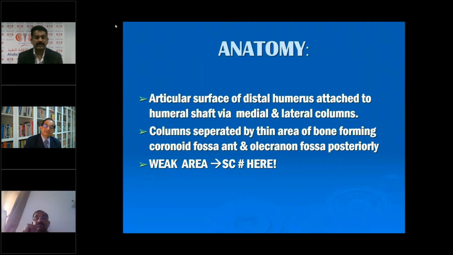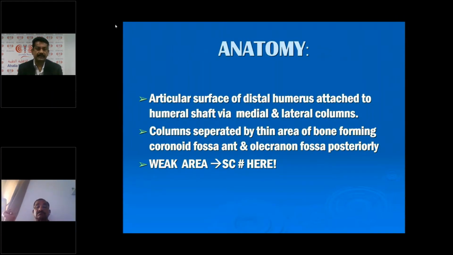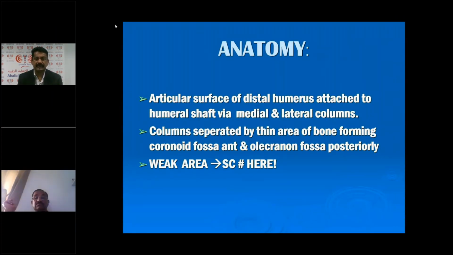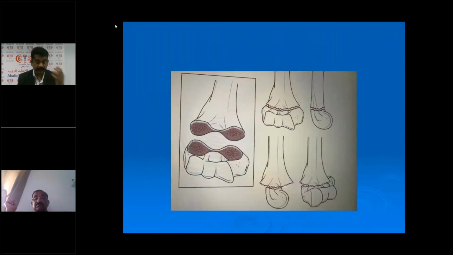Now, when we come to the anatomy of the supracondylar region, the articular surface of the distal humerus is attached to the humeral shaft via the medial and lateral columns. These columns are separated by a thin area of bone formed by the coronoid fossa anteriorly and the olecranon fossa posteriorly. As you can see here, the thin area of bone connects the medial and lateral columns. This is the weak area, and it is here that the fracture occurs.